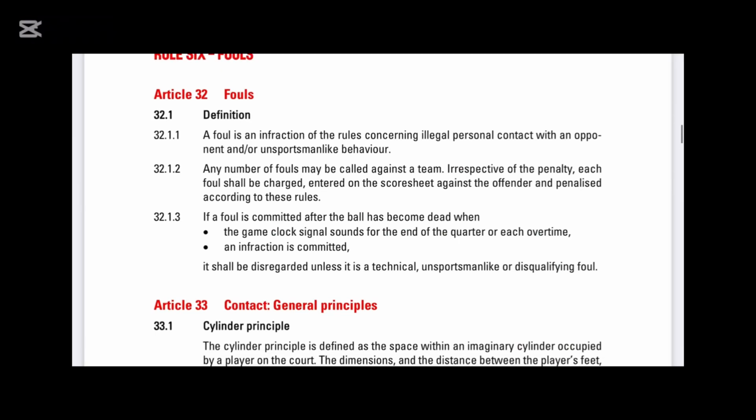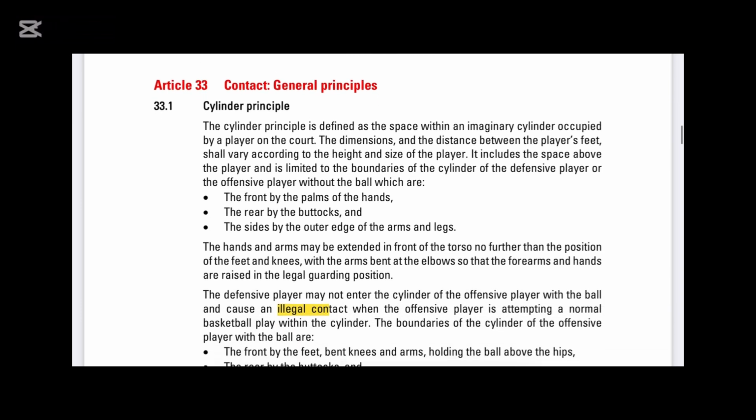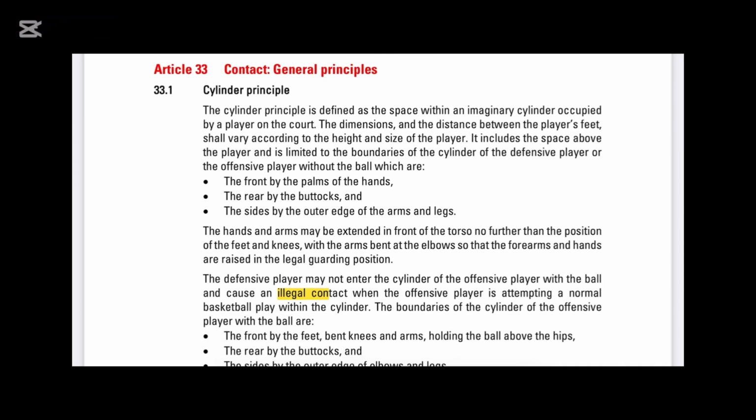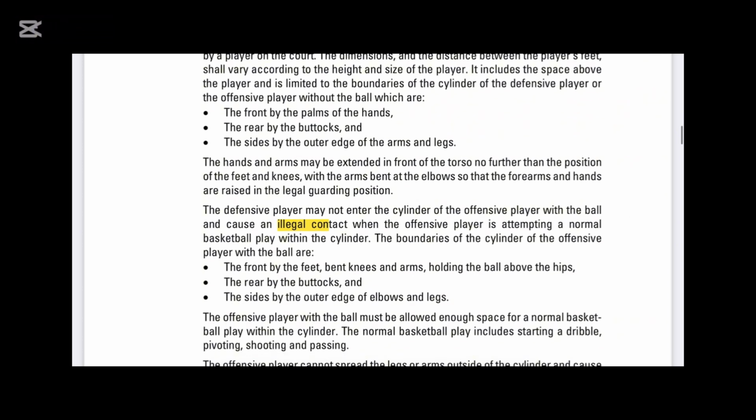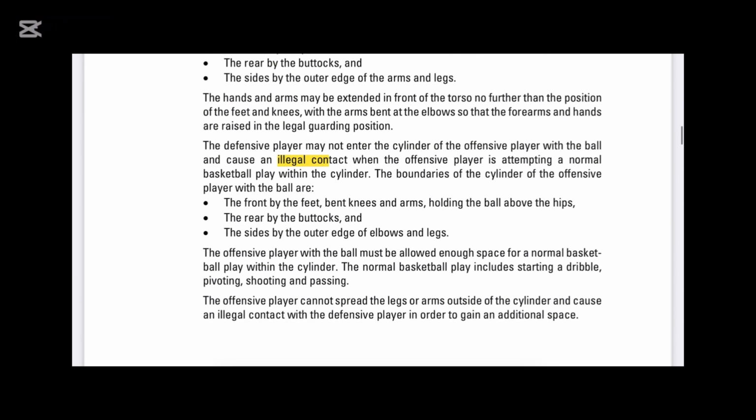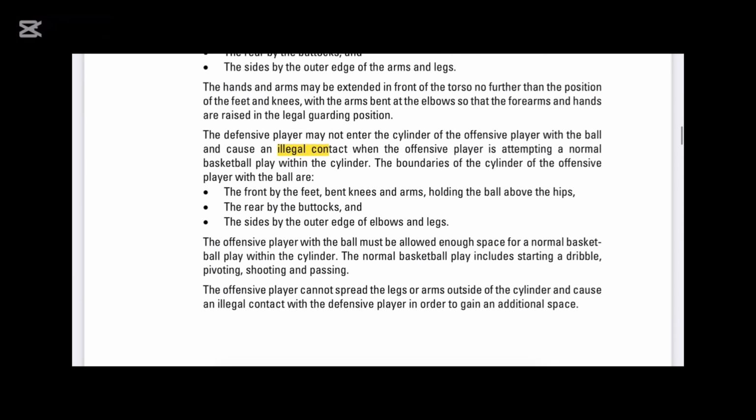So let's look at the first part, legal versus illegal. The next part of the rulebook we're going to look at is right underneath where we were just looking. It talks about the cylinder principle. I'll summarize it for you because again, the rulebook's very wordy, so let's get the information that we actually need. All right. Let's talk the cylinder. The cylinder refers to the imaginary space that I take up when I'm playing defense.